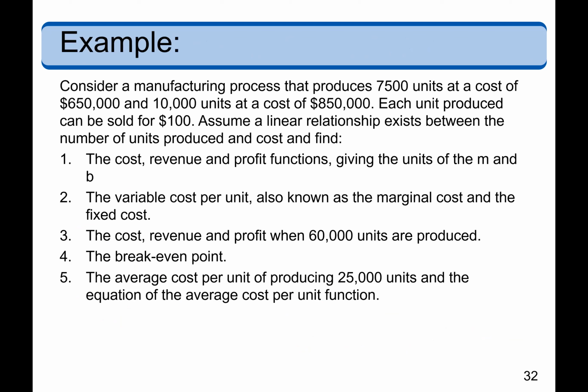And we are assuming a linear relationship exists between the number of units produced and the cost, and then find the total cost function, revenue function, profit function, and given the units of M and B. And also second step, find the variable cost per unit, also known as the marginal cost, and then the fixed cost, right? So the fixed cost, we know that the marginal cost is equivalent to the variable cost per unit. And also we want to find out what is cost, revenue, profit when 60,000 units are produced. Okay, and then let's find out what is the break-even point, and also the average cost per unit of producing 25,000 units, and the equation of the average cost per unit function.